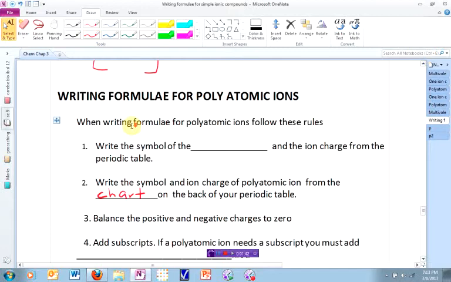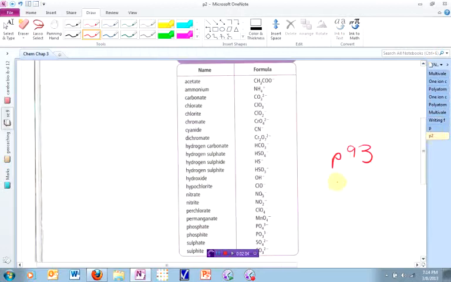So let's go over some steps on how to write formulae for polyatomic ions. When writing formulae, the first thing you're going to do is write the symbol of the metal, just like we did before, and the ion charge from the periodic table. Then you're going to write the symbol and charge of the polyatomic ion from the chart on the back of your periodic table that looks like this. It's also on page 93 in your book.